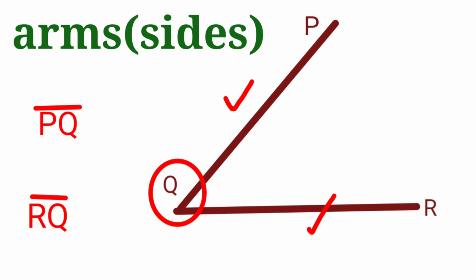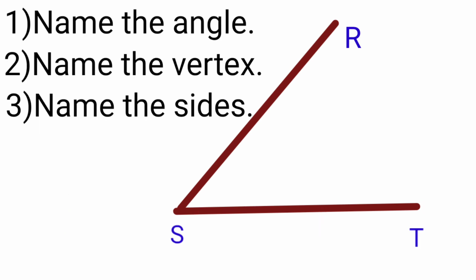Now let's discuss a question. So here an angle is given. You have to name the angle, name the vertex and name the sides. Okay, that is the question that you have to do. So I hope you understood the concept of angle, its arms, sides and vertex.